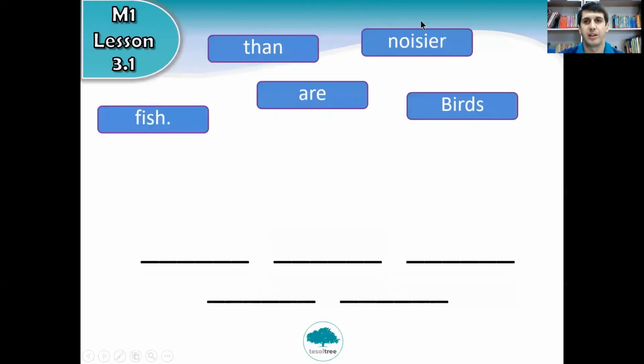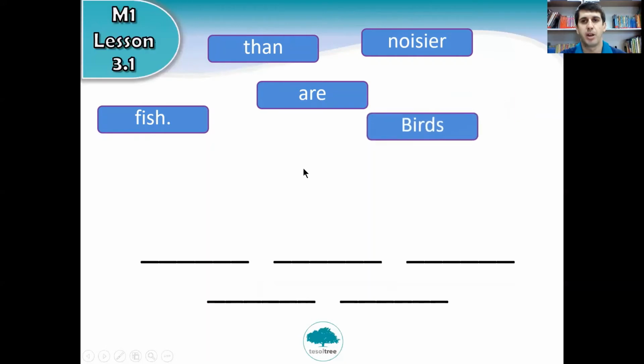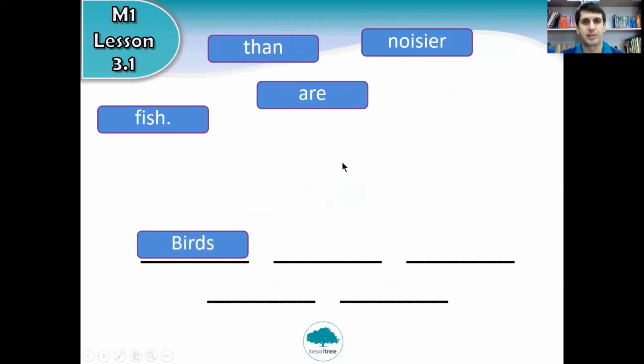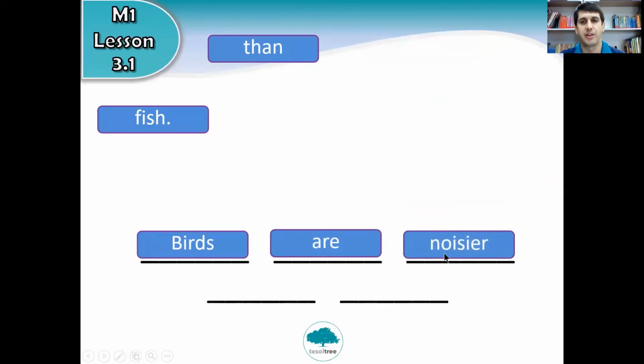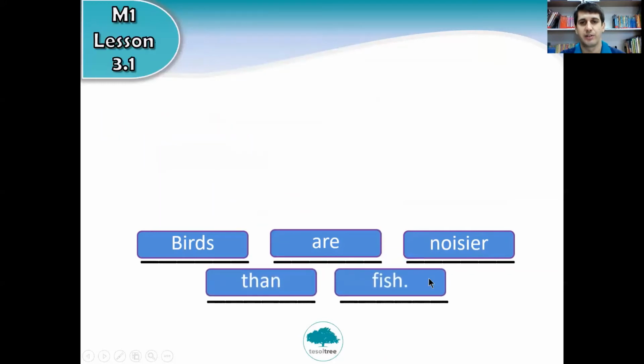Next one. Again, have a look at the words, read them, see if you can find the capital letter, the full stop, comparative, verb to be. So what is the first word? It is, of course, birds. We have a big B there. Birds. This one has an S, more than one. Birds. So are. Birds are. Comparative. Now, noisy ends with Y. So we take away the Y, add I, ER. Noisier than fish. Fish with a full stop.